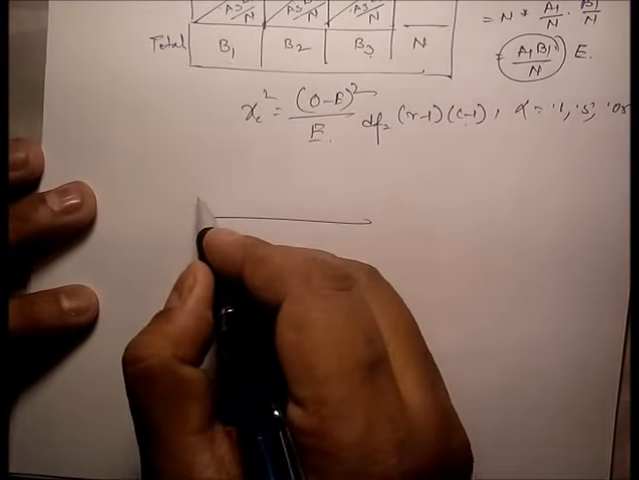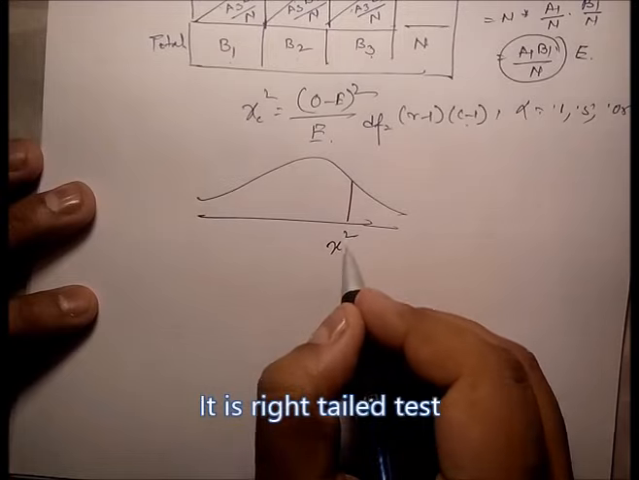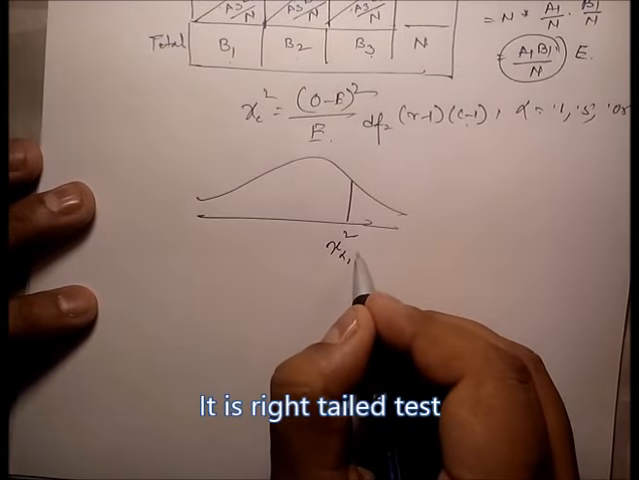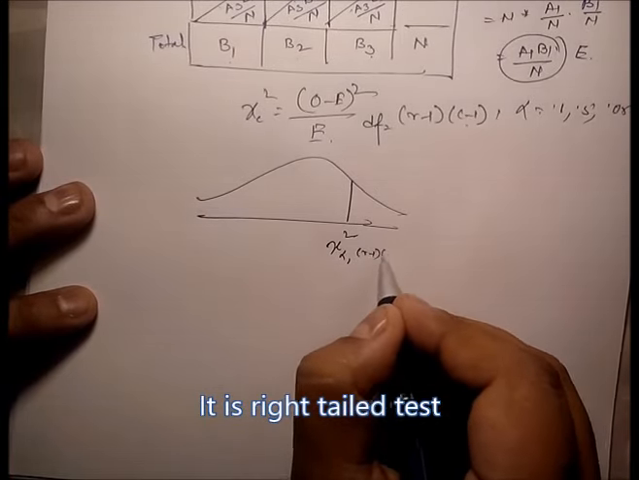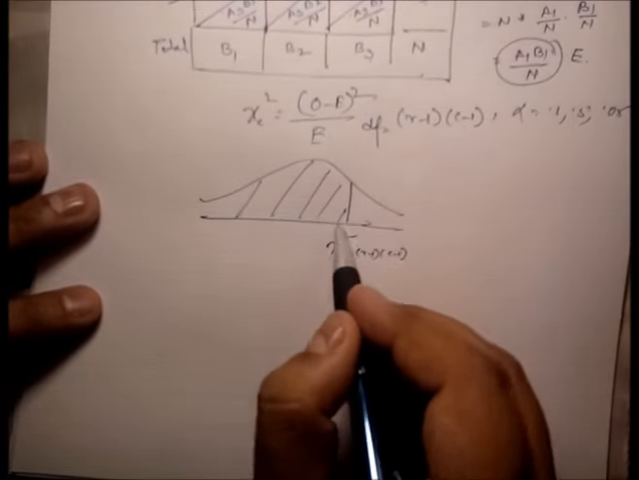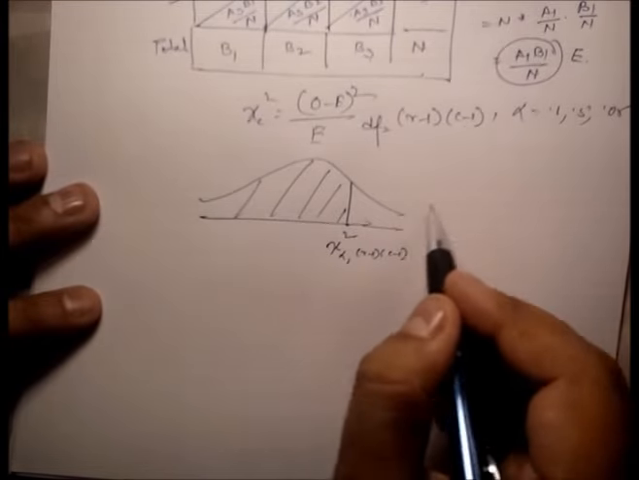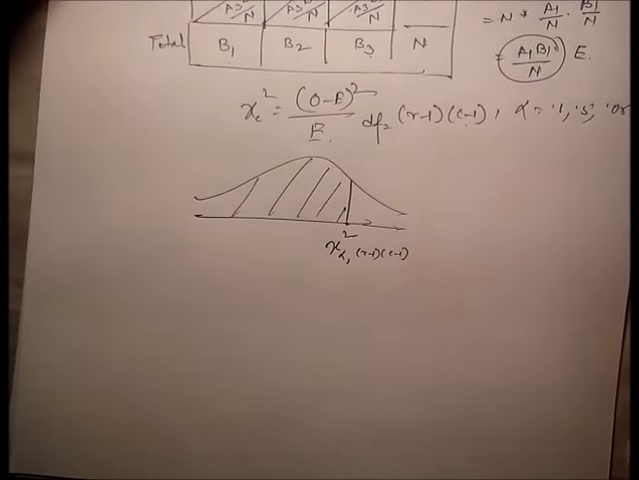It's also a right tail test, so this is our theoretical value, for alpha and degree of freedom (R minus 1) times (C minus 1). If the calculated value is less than this particular value, accept the null hypothesis. If it is more than that, then reject the null hypothesis.